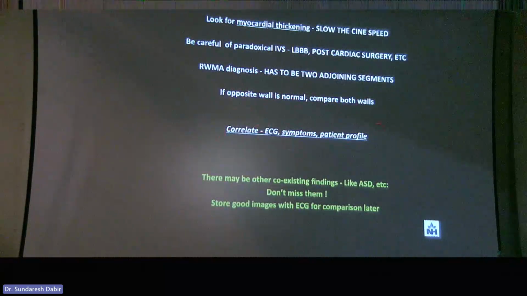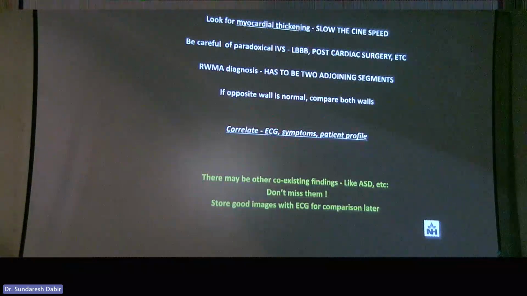And always correlate with ECG. If you have an ECG, always look at the ECG, ask for the ECG, very important. Ask for symptoms. Somebody who's giving angina symptoms, you know that the wall motion abnormality, which is sometimes very ambiguous, you can be more confident.